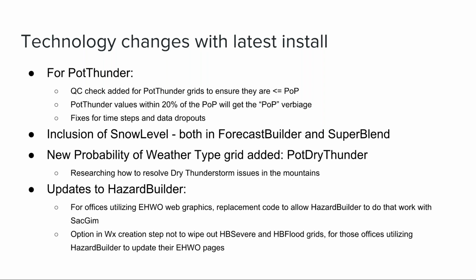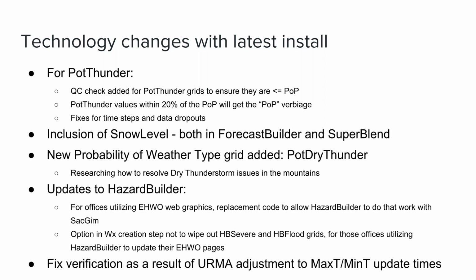And then option 2 in the weather creation step will not wipe out the severe and hazard grids. If you're utilizing Hazard Builder to update the EHWO pages, and maybe your severe threat has ended, the current population process, if you allowed it to overwrite, would still show the severe threat. For example, the 1Z day one outlook doesn't update anymore after 1Z. I'm just trying to show some examples of why this option was added. Again, it's only for those offices that are currently utilizing Hazard Builder to update their EHWO pages.